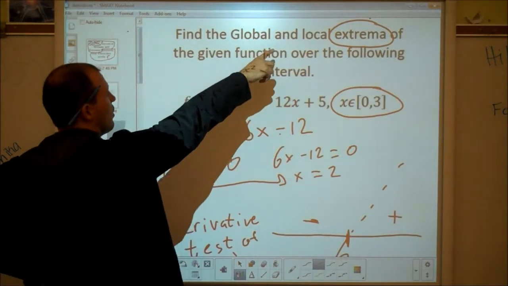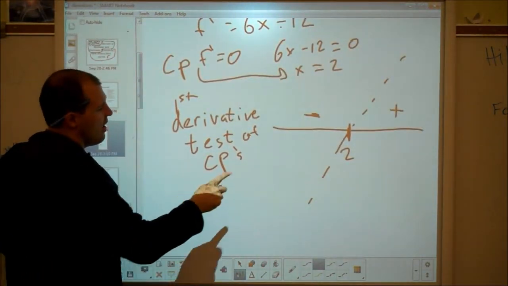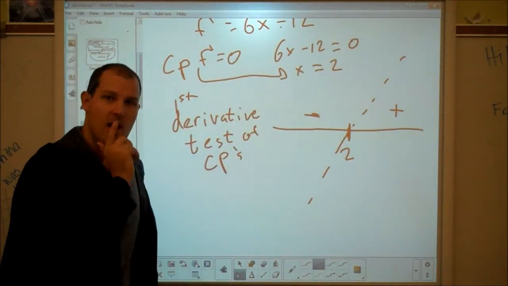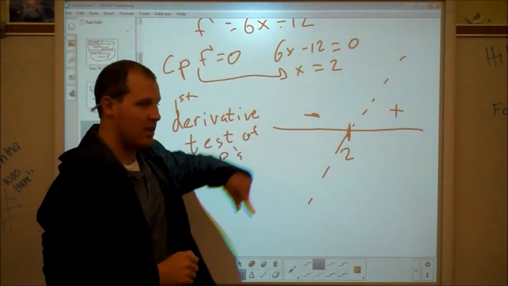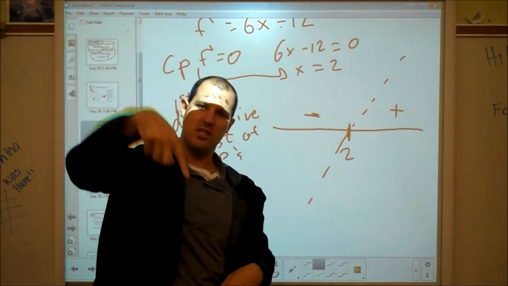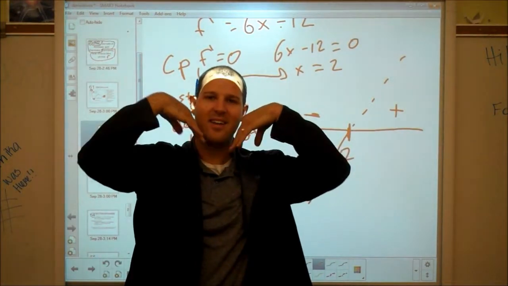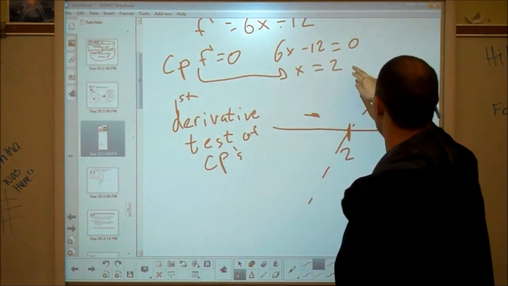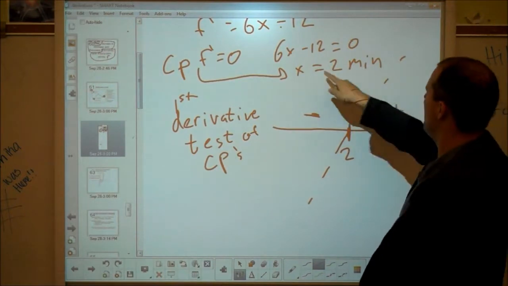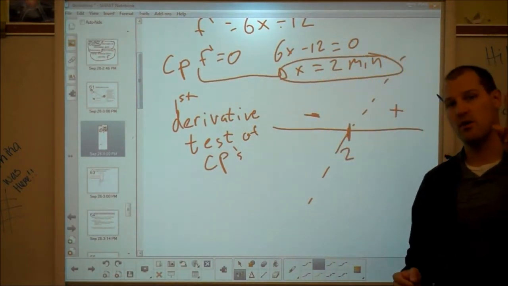Now, let's put this back in the context of what we're trying to answer. We want the global and local extrema. So why were we doing this? We were trying to figure out if 2 is a max or a min. Here's how we do it. This negative right here says the function was decreasing. This plus right here said it then started increasing. If it was decreasing and then started increasing, right down there in the middle is a min. That's all it is. So that tells us right there we have a minimum value at x equals 2. Awesome. So we've got our critical points.